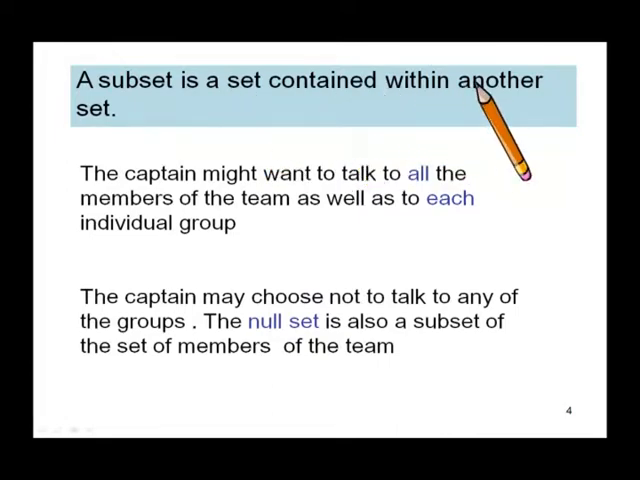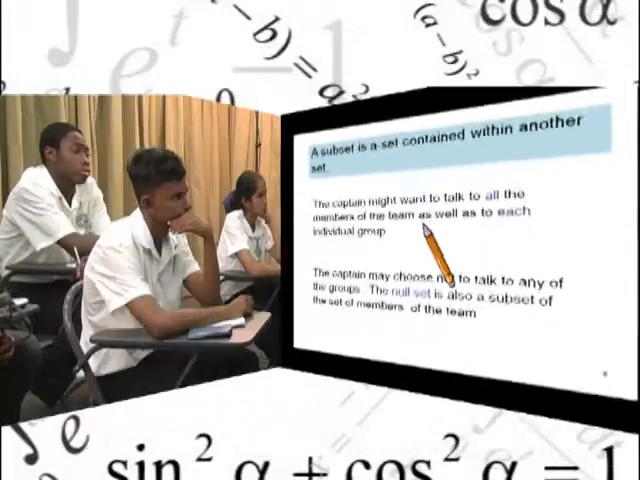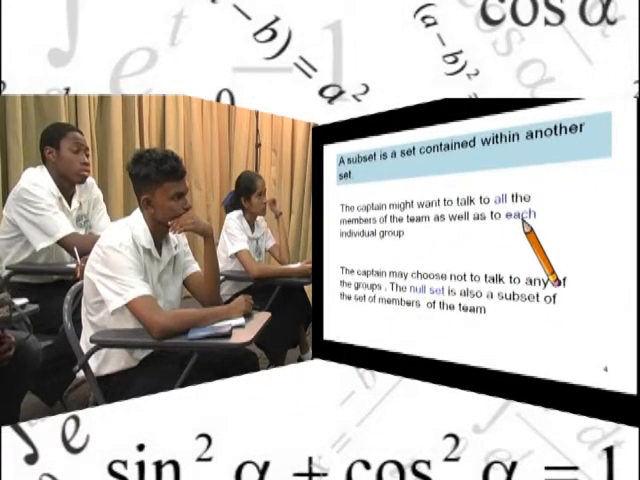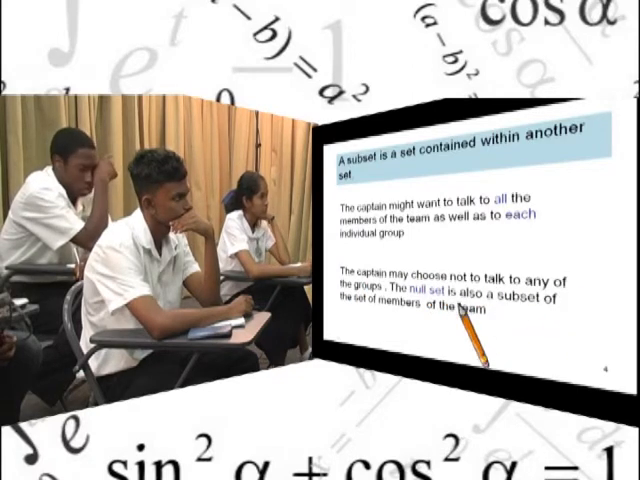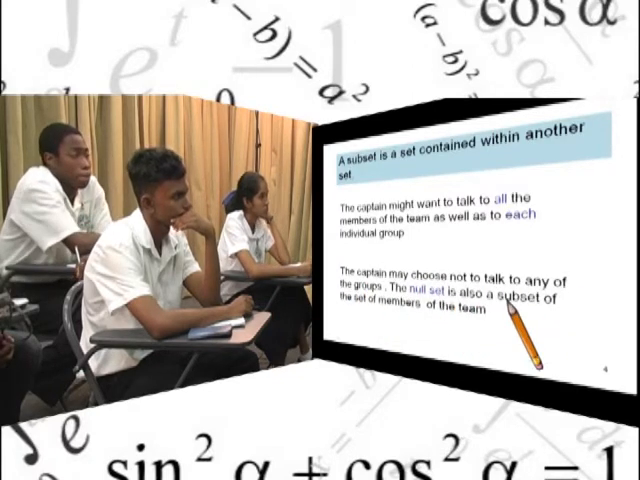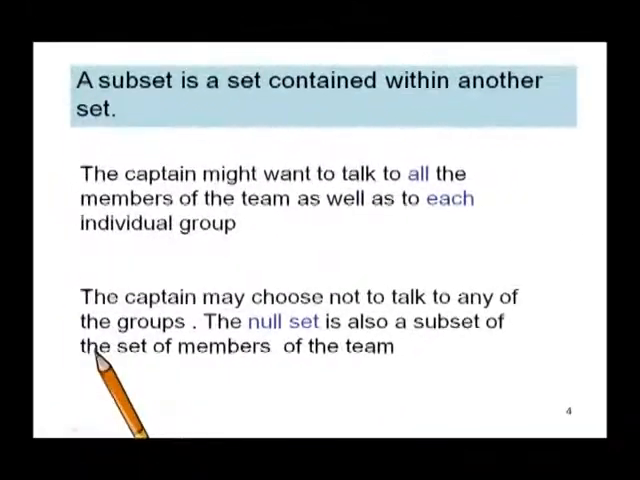A subset is a set contained within another set. The captain might want to talk to all the members of the team as well as to each individual group. The captain may choose not to talk to any of the groups. The null set is also a subset of the set of members of the team.